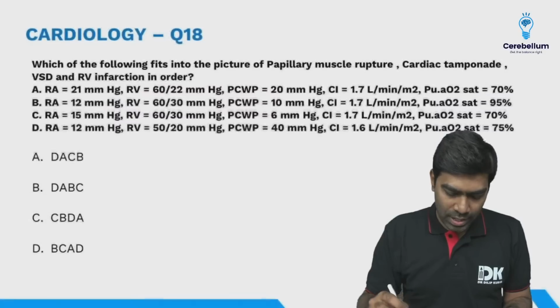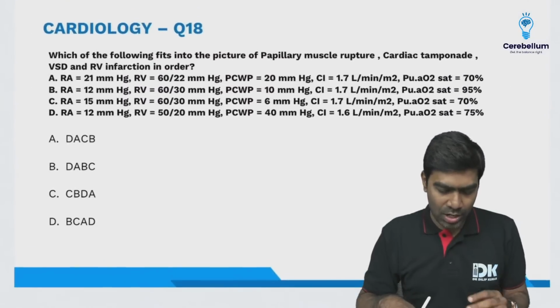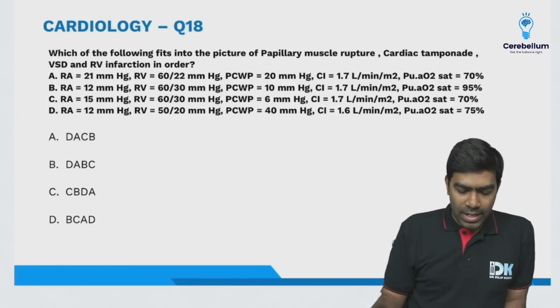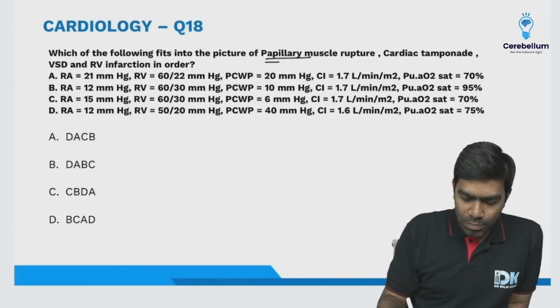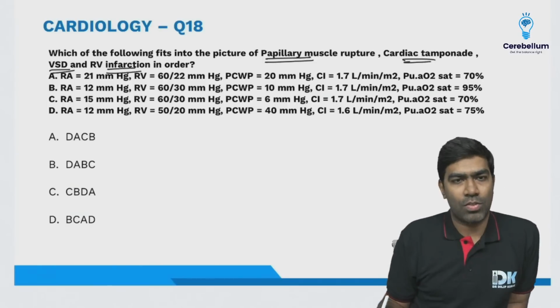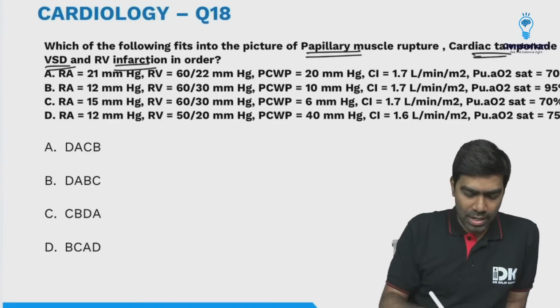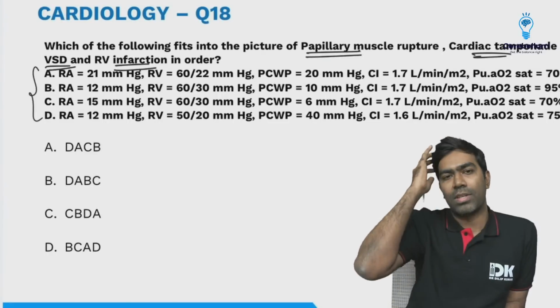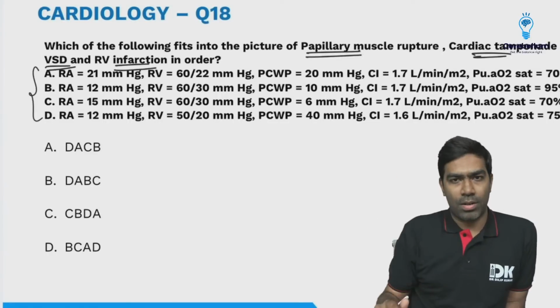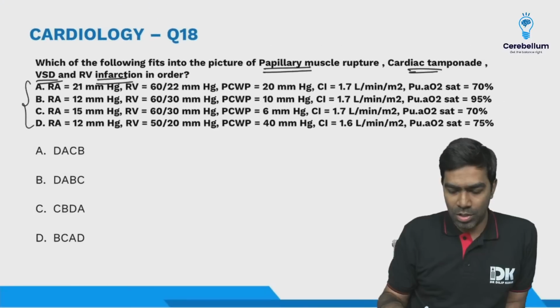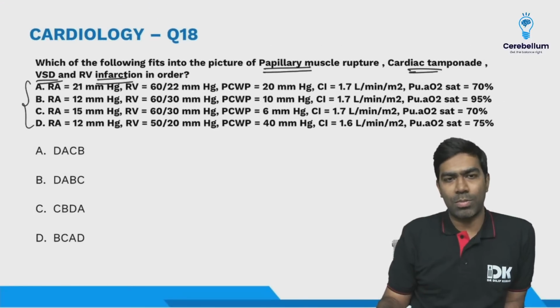Coming to question 18, I'll try to finish off faster, but this is not a tough question, just a little tricky. Which of the following fits into the picture of papillary muscle rupture, cardiac tamponade, VSD and RV infarction in order? I've given 4 cardiac catheterization data sets, and you want to put them in order. First should be papillary muscle rupture, second cardiac tamponade, third VSD, and fourth RV infarction.